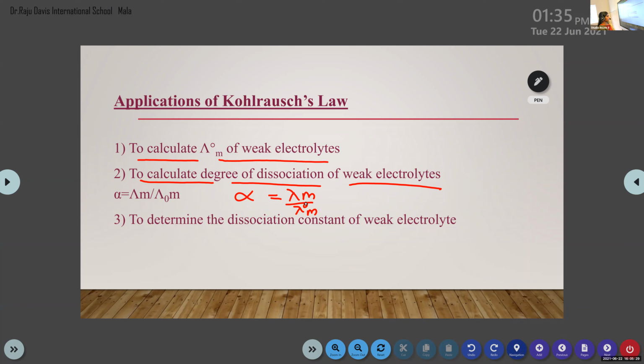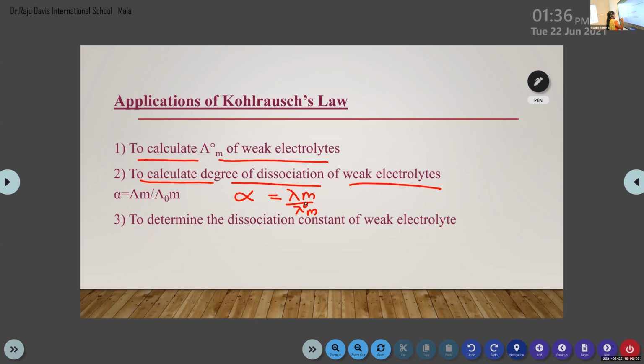Alpha, that is the degree of dissociation of weak electrolyte, is equal to lambda m by lambda 0 m. That is the second application. First one, to calculate the limiting molar conductivity of weak electrolytes. Then the second one, to calculate the degree of dissociation of weak electrolytes. That is alpha is equal to lambda m by lambda m0.